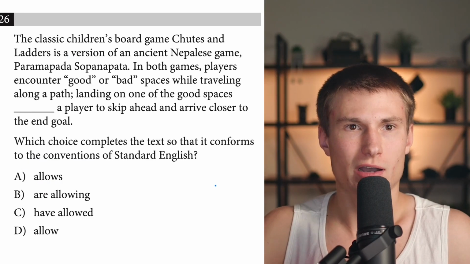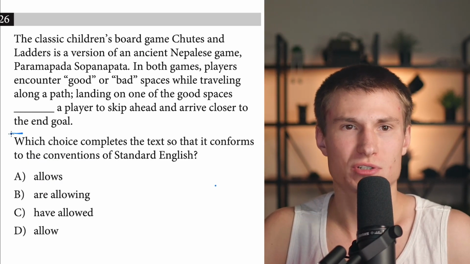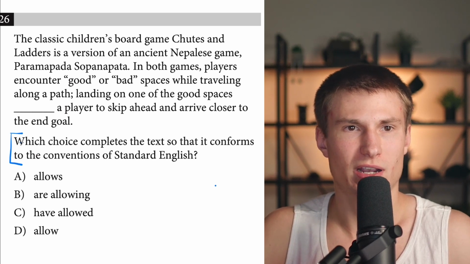Here's another example of how I recommend approaching questions where you're asked to conform to the conventions of standard English. In this case, I'll look at my answer choices to start.